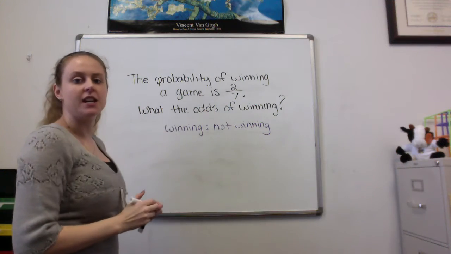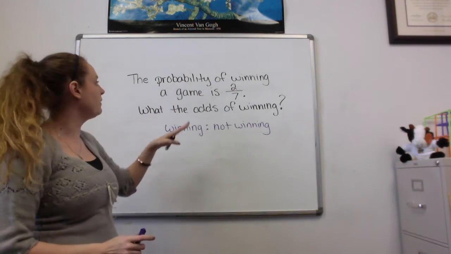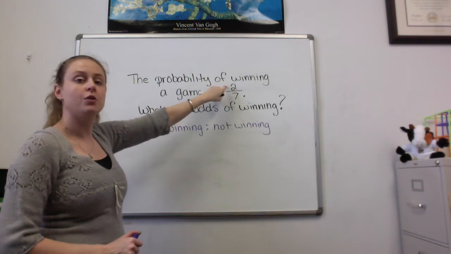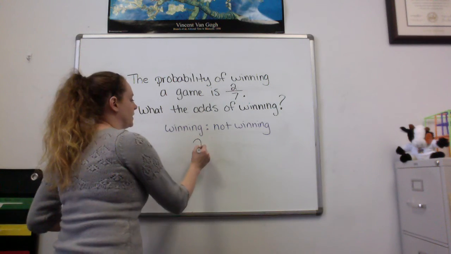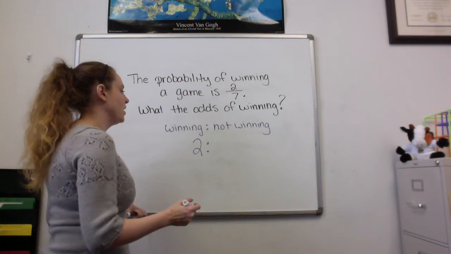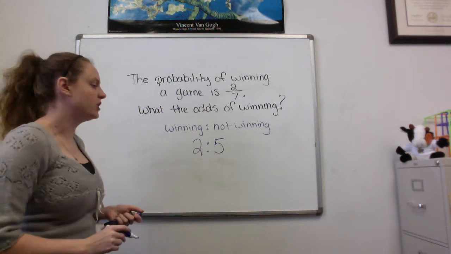Now I have all the information I need from the numbers that were given in the directions. So I was told the probability of winning a game is 2/7. That means 2 out of the 7 chances wins. So 2 of them are winning. The rest of the chances have to be not winning then. Well, if there were a total of 7, that means there are 5 that are not winning.